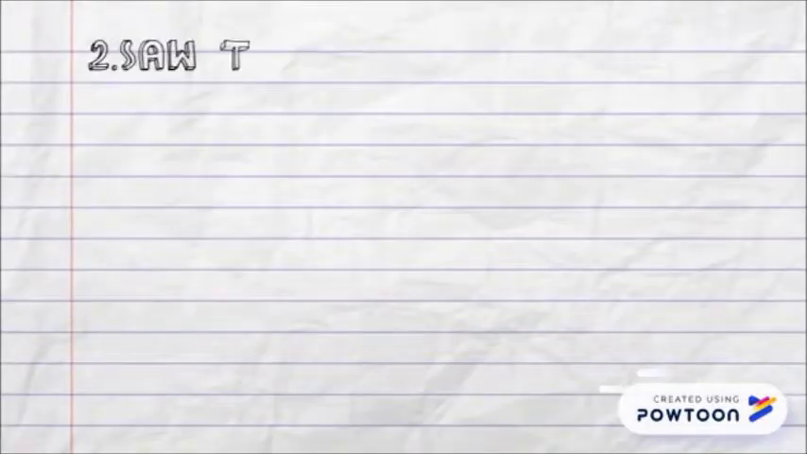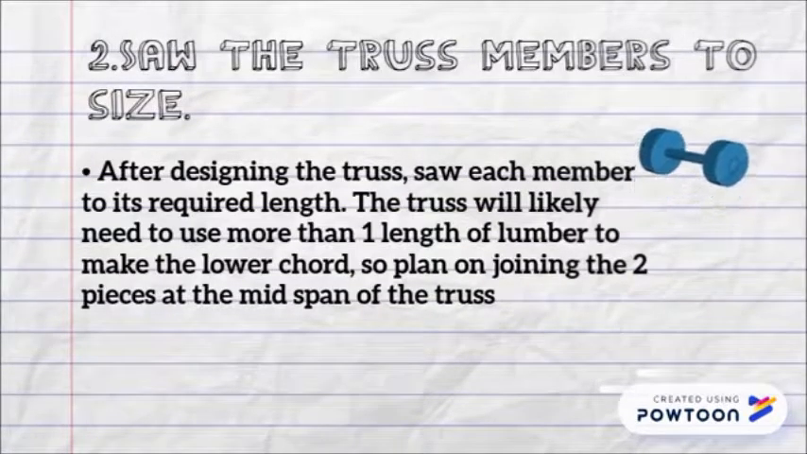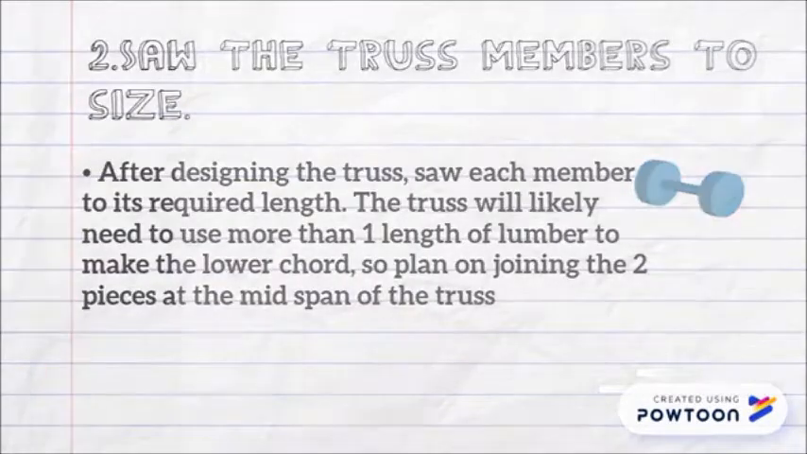Number 2. Saw the truss member to size. After design the truss, saw the member to its required length. The truss will likely need to use more than one length of lumber to make the lower chord, so plan on joining the two pieces at the midspan of the truss.